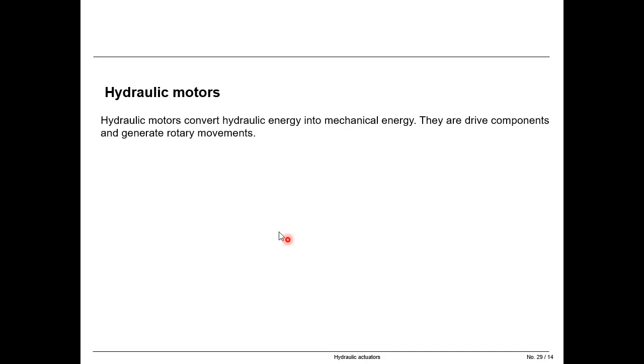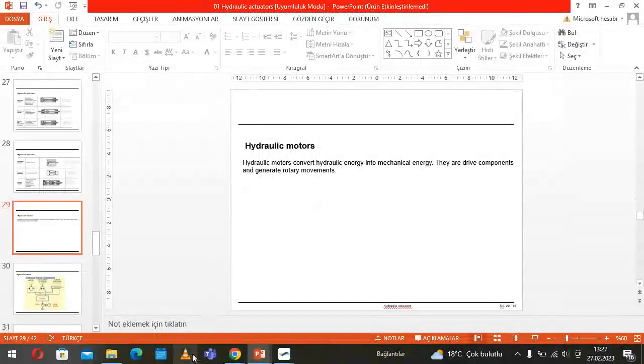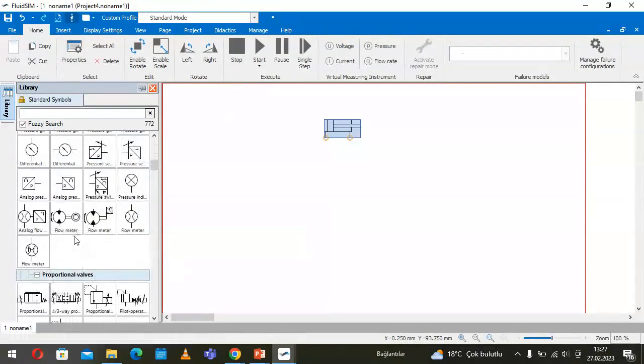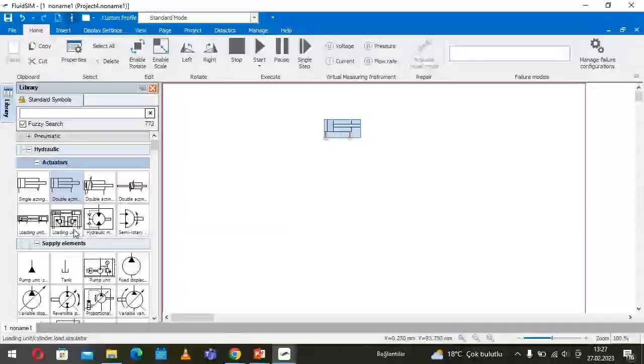Okay, we are coming to the hydraulic motors. So we will talk about hydraulic motors, that means rotary actuators. But before we start with rotary actuators, I want to use the simulation software, and I'll show once more how we drive the hydraulic linear actuators.